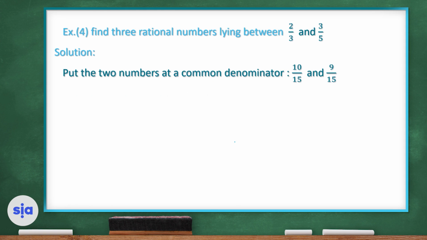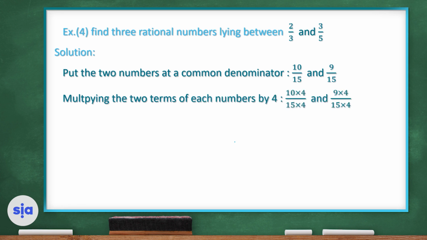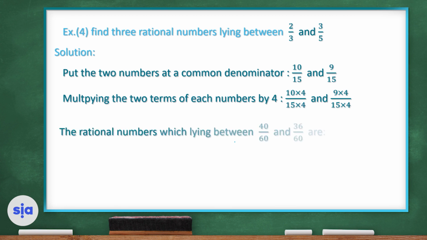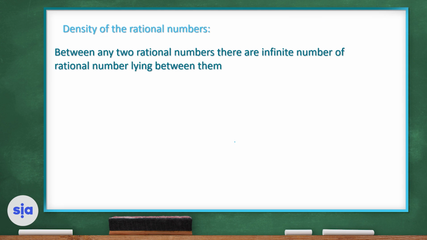Here, you cannot have any numbers in between, right? Yes. So we multiply the two terms by 4 up and down. So it's 40 over 60 and 36 over 60. So we can easily find the three terms in between, 37 over 60, 38 over 60 and 39 over 60. What is the density of the rational numbers? Between any two rational numbers, there are infinite rational numbers lying between them.